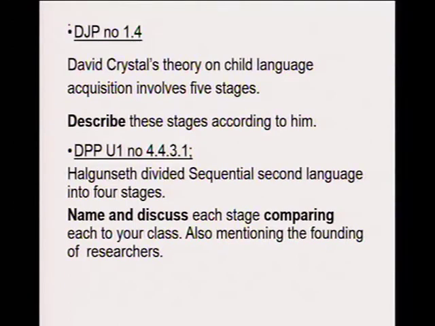Pre-primary Unit 1, number 4.4.3.1. Halgunset divided sequential second language learning into 4 stages. Name and discuss each stage, comparing each to your class. Also mentioning the founding of researchers. Here you have to name it, then give a short discussion on each, then compare each one to your class.